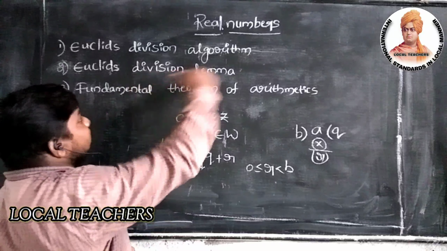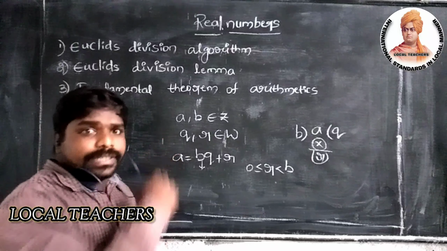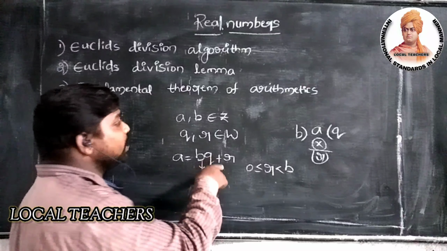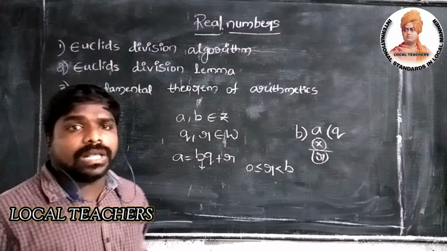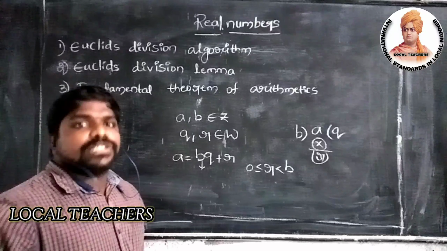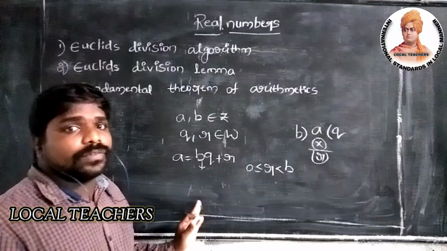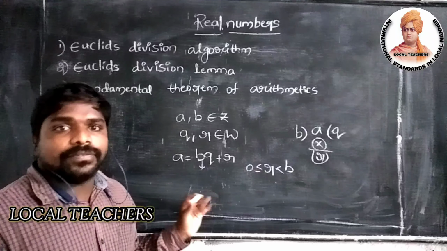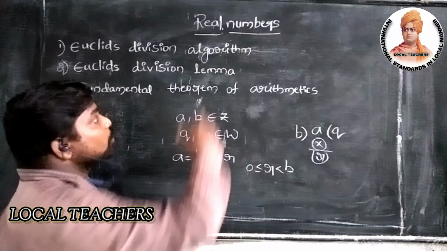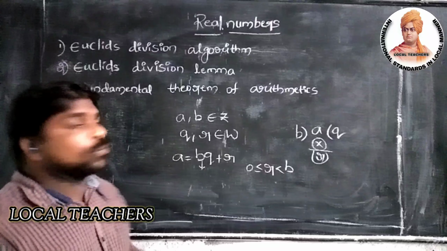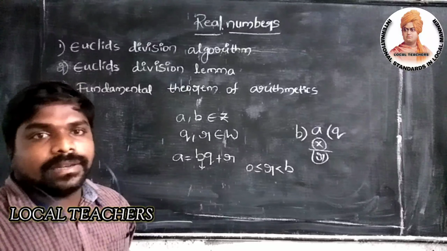The second one is the Euclidean division lemma. In this, we see how the Euclidean division algorithm is used to find the LCM and HCF. Once you go through the previous video, you will be very clear about the process of finding the HCF and LCM of two given integers by using the Euclidean division algorithm. The procedure is known as the Euclidean division lemma.